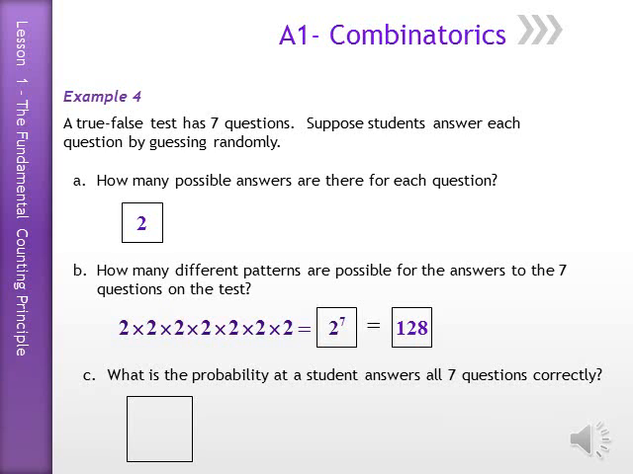For C, I'm going to look a bit ahead to Unit 3. What do you remember about probability? What is the probability of a student answering all 7 questions correctly? Well, since there would be only one way to get all questions correct out of a total of 128 possible outcomes, the probability would be 1 over 128.